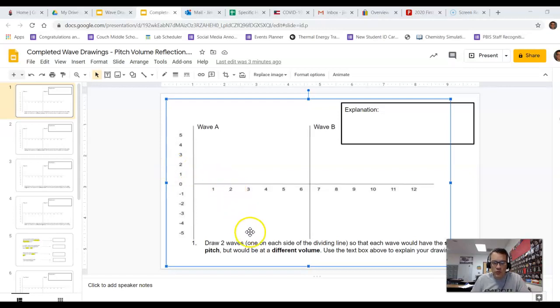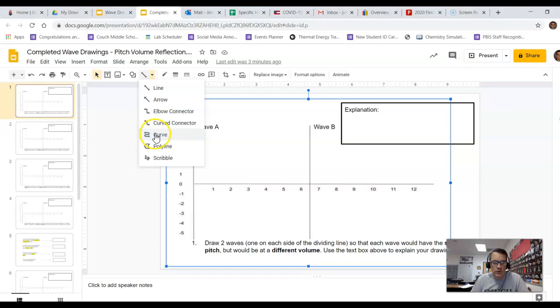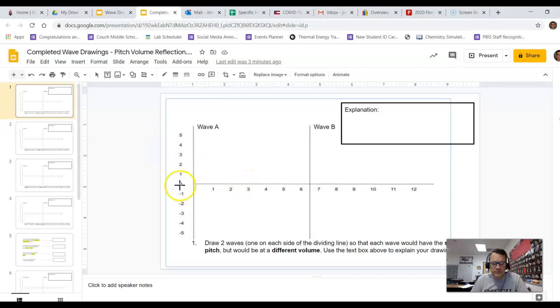All right, starting off with slide 1, with the first 4 slides, we're doing something very similar. So it says draw 2 waves, so that each wave would have the same pitch but a different volume. So what I want to start with, probably the easiest way for me to do this in each one, is we're just going to draw a wave that we can use to begin with, and then we can change that one for comparison. So I'm going to choose to make a wave that has a wavelength of 4 and an amplitude of 2, because that kind of seems like some easy numbers to do.